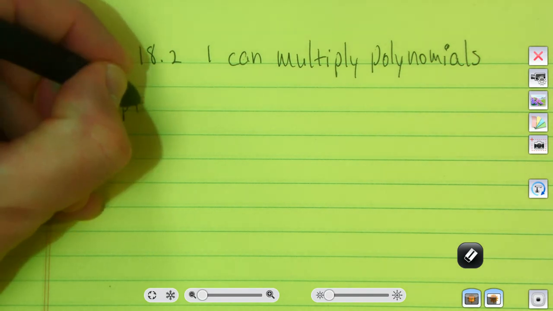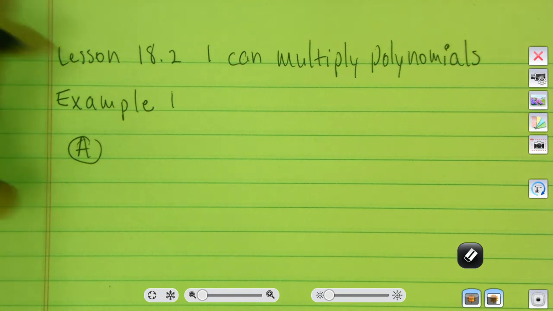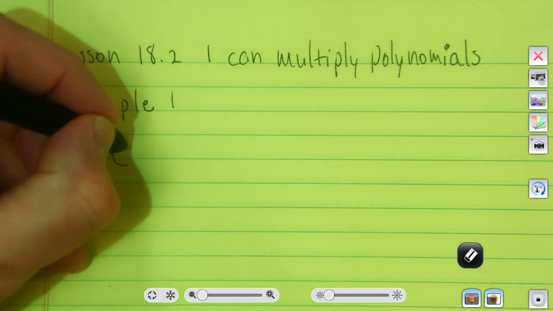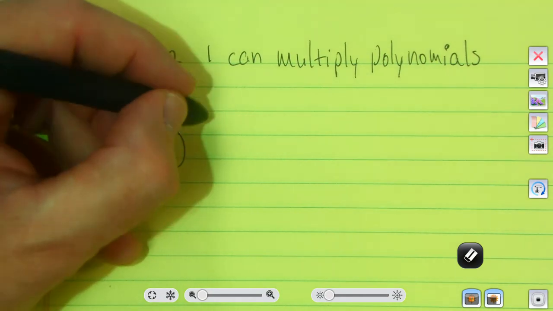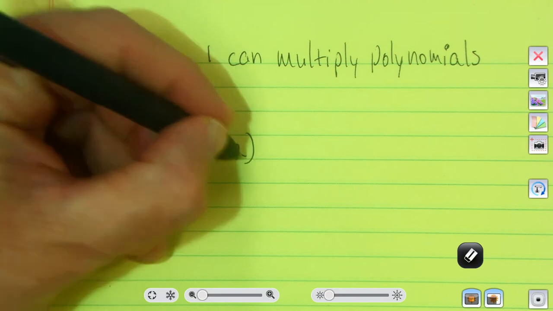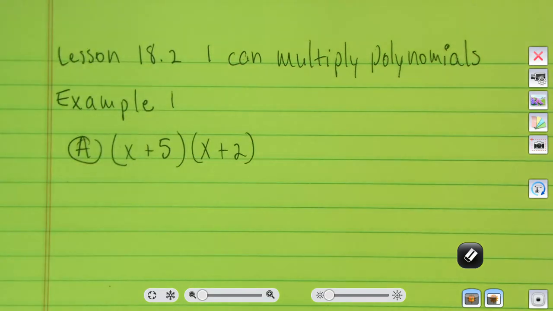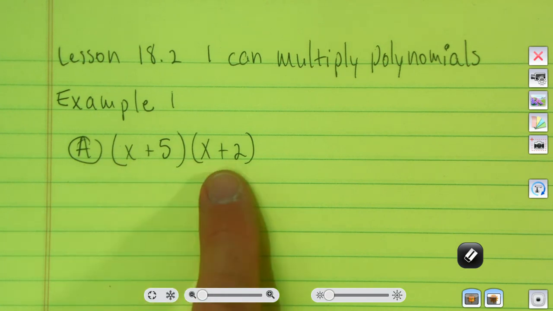Let's look at example 1. This is the A portion of it. Write this down, please. (x + 5)(x + 2). So basically what's going on is now we're taking this binomial here, x plus 5, and we're multiplying it by the second binomial, x plus 2.